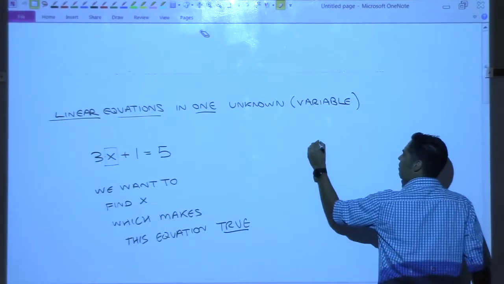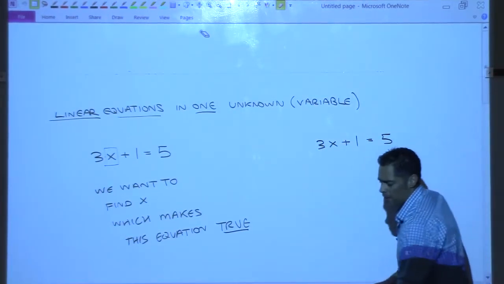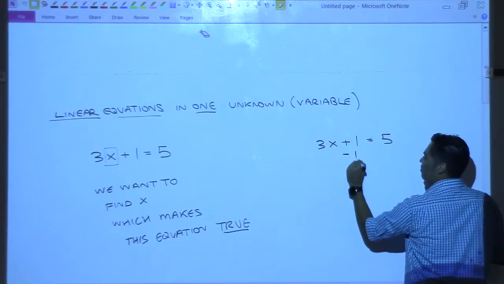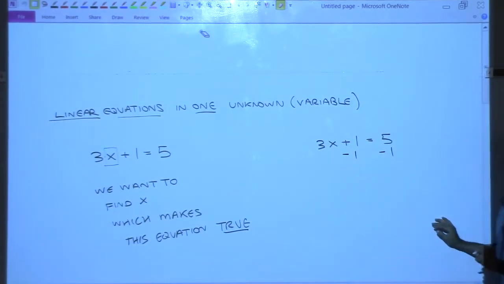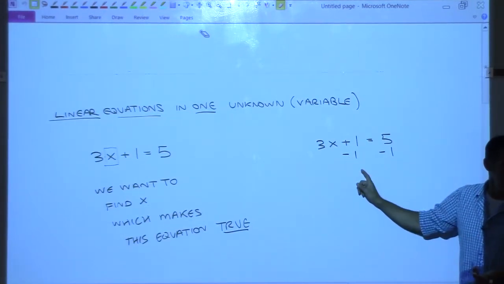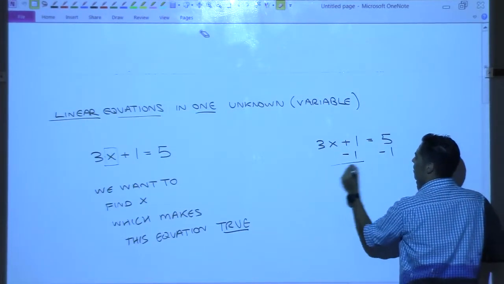All right, so we are going to go 3x plus 1 equals 5. And I'm going to use the vertical method for this. So when I subtract 1 on both sides, I'm going to say minus 1, minus 1. And why am I subtracting 1 and not adding 1? Because if I have 1 here, I want it to go away, right? I need to take 1 away. If I add 1, it'll become a 2. So subtract 1 on both sides.